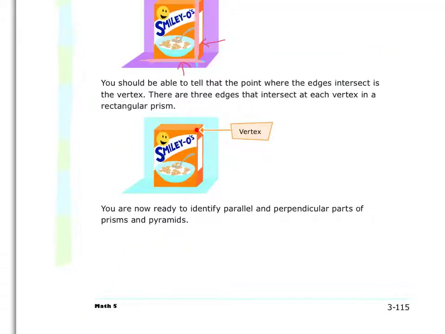Just like vertices on 2D shapes, a vertex is the point where the corners meet, all three edges meet. So that's considered a vertex. No longer a vertice, but a vertex.